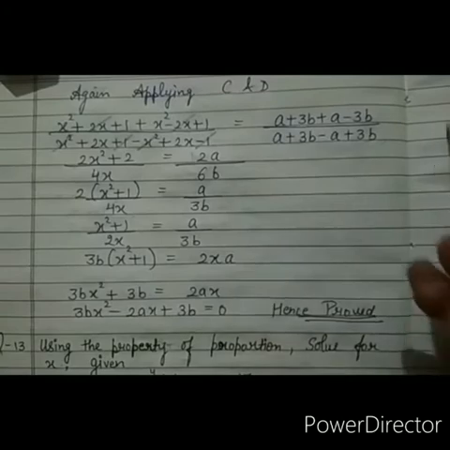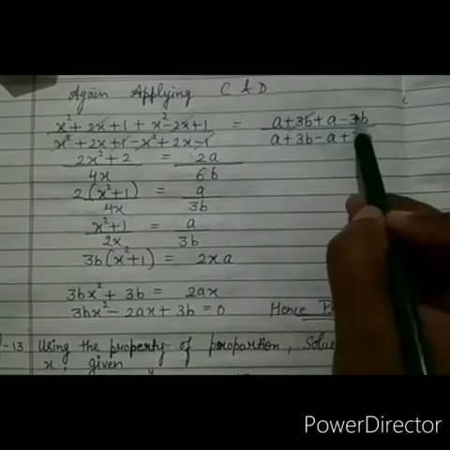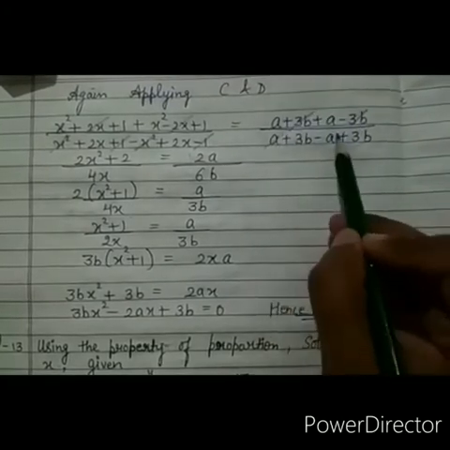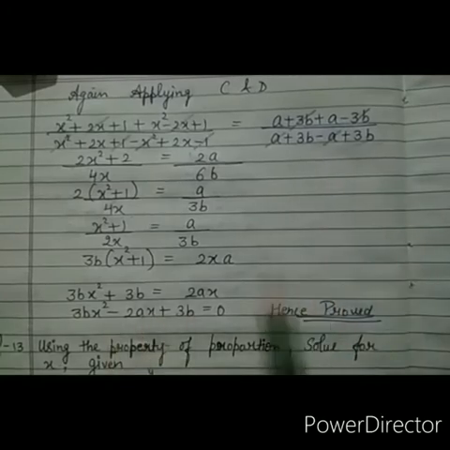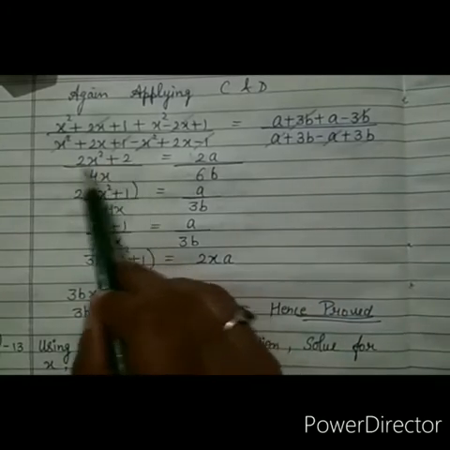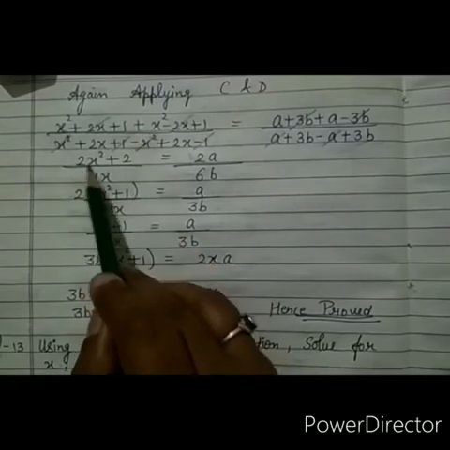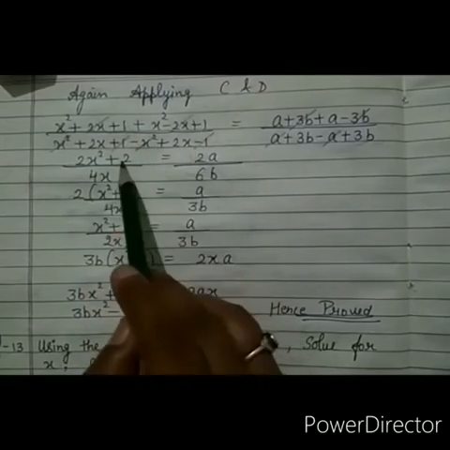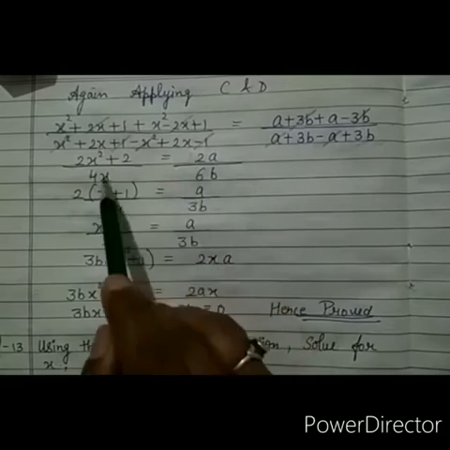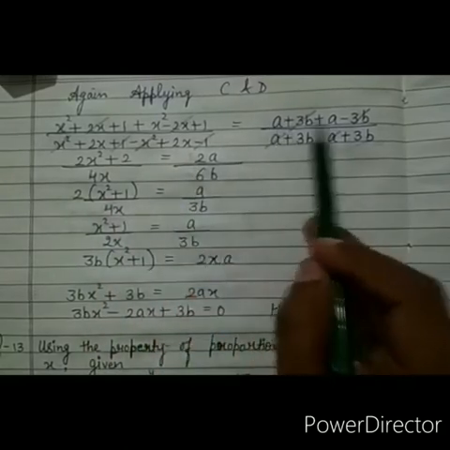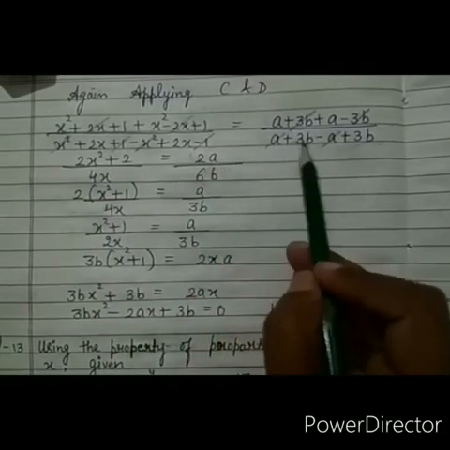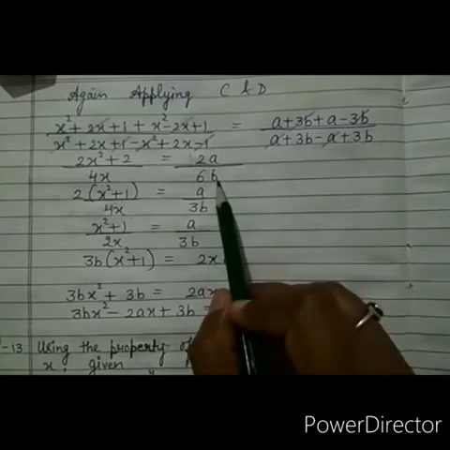And on the right hand side also plus 3b is cancelled by minus 3b and a is cancelled by minus a. Then we will get (2x square + 2) upon 4x. x square plus x square, we will get 2x square, 1 plus 1 is 2, upon 2x plus 2x is 4x. And here a plus a is 2a upon 3b plus 3b is 6b.